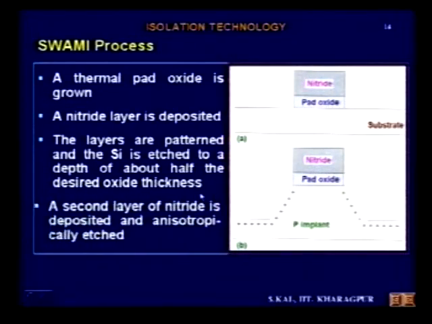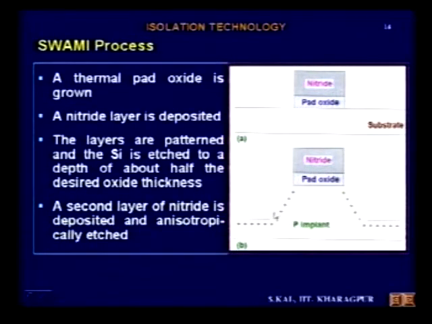So now a second layer of nitride is deposited. After the pattern is over, then you etch silicon here. Some of the silicon is etched here and here. After etching the silicon layer, then we do the implant, which is the field implant, which is required in the case of MOS.